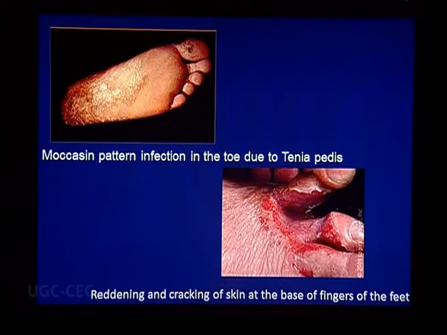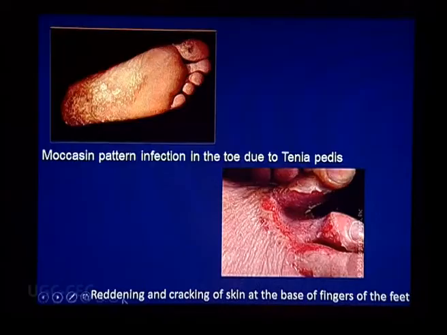Now let us discuss the different types of this particular infection. The first one is Tinea pedis. These are not scientific names of organisms, these are the diseases. Tinea pedis means infection of the foot, and this particular infection will cause reddening and cracking of the skin in between the toes. It's a very common phenomenon when we are wearing socks all the time, because of moisture this infection will grow.